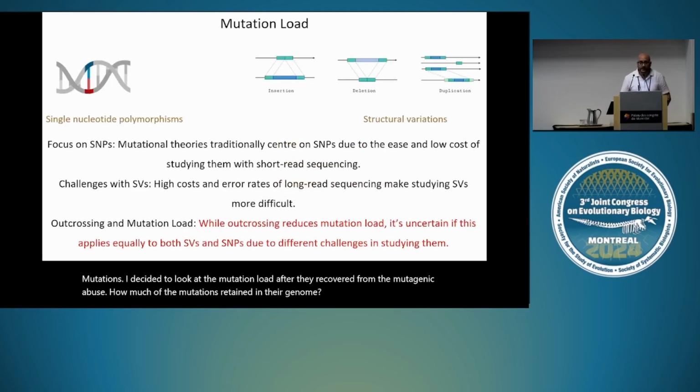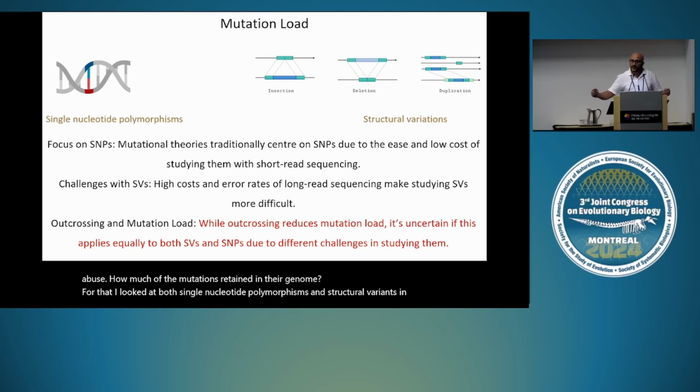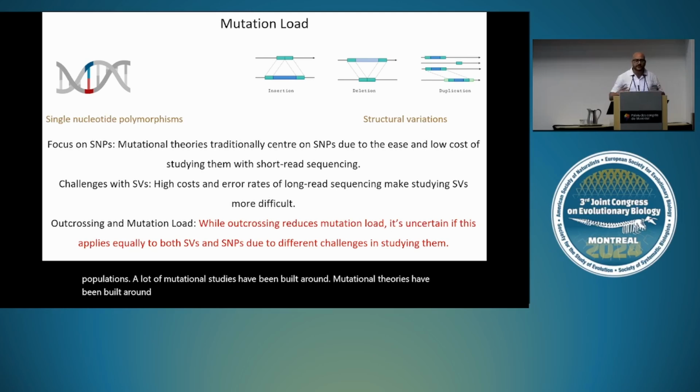For that, I looked at both single nucleotide polymorphisms and structural variants in these populations. A lot of mutational theories have been built around single nucleotide polymorphisms because it's easier to get short read sequencing, which is cheap and very accurate, whereas studying structural variations would require long read sequencing, which is relatively more costly and more error prone.